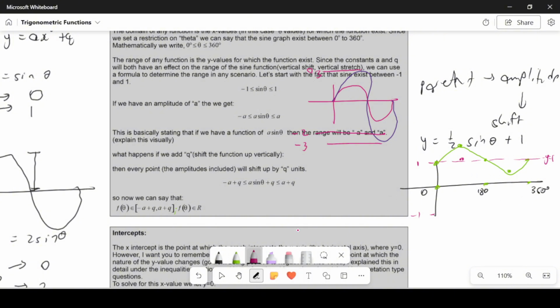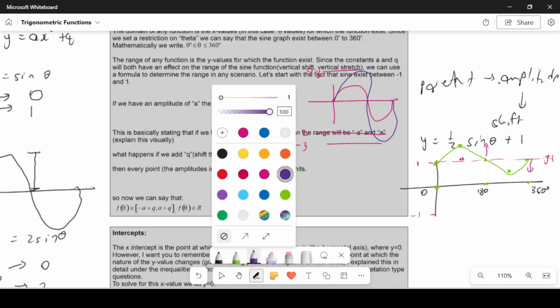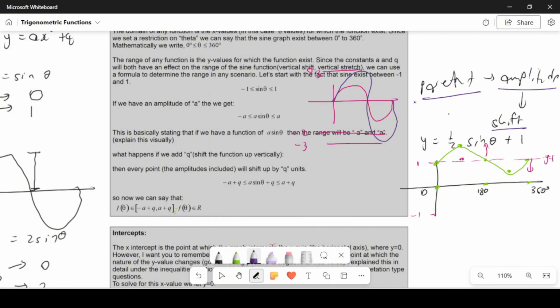Then what I'll do is, I'll say, okay, I know that the amplitude is half. So from 1, this needs to move half a unit up and down half a unit. And then you start sketching the point. But the safest thing to do, that's only once you've experienced, the safest thing is to draw your parent function, affect the amplitude, and then do the shift. That's the safest thing to do when you're sketching it.